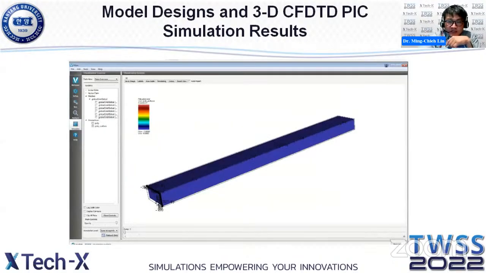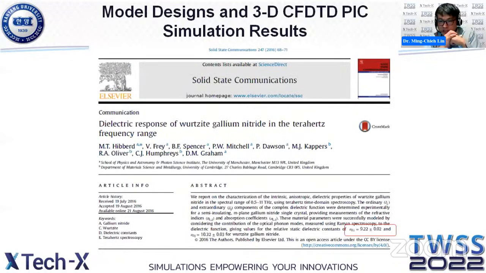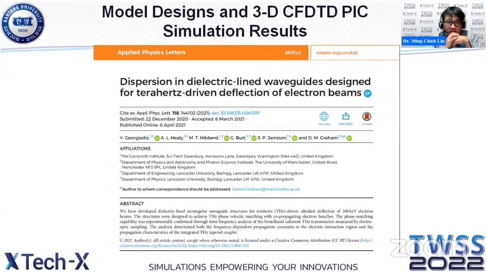So we want to make this more realistic. We tried to find some reference which would give us a dielectric function, some realistic material at terahertz frequency. So these are the parameters we used for this dielectric in the model. Okay, as I said, these researchers in the UK already started the experiments. Their goal is to use terahertz electron beam interaction to deflect the electrons.